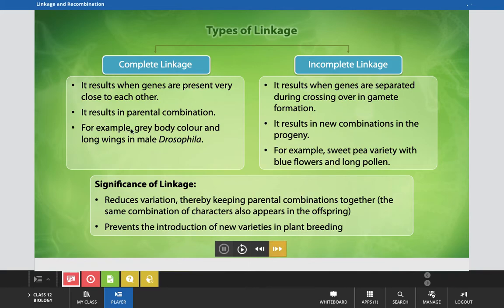An example of complete linkage is grey body color and long wings in male Drosophila, while an example of incomplete linkage can be seen in sweet pea variety with blue flowers and long pollen. The significance of linkage is that it reduces variation, thereby keeping parental combinations together, and the same combination of characters also appears in the offspring. It also prevents the introduction of new varieties in plant breeding programs.